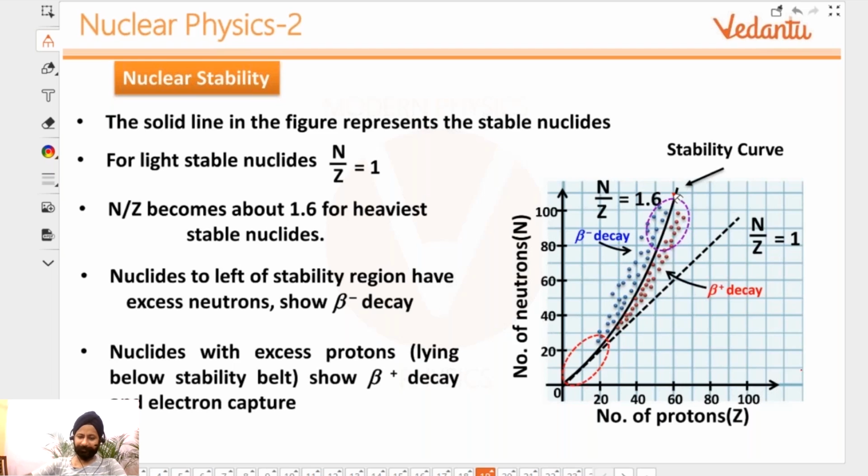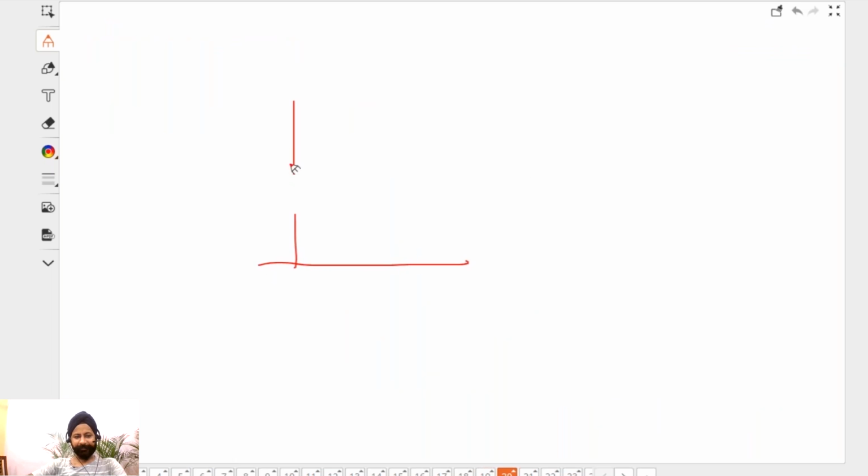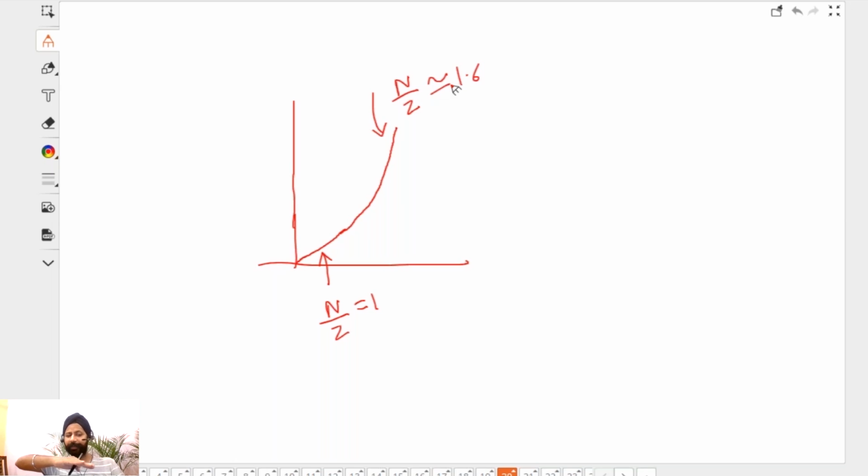Right. For over here. So I'm going to draw myself. So let's say this is a graph. So when you start drawing that, you will actually see a line with a slope of 1. But overall, later on, it is going to slope like this. So what happens in this zone, the stability requires that n by z, which is the number of neutrons by the number of protons, is equal to 1. But when you come to the heavier side, stability demands that n by z is close to 1.6. And that is why you don't have a straight line, you have a curved line. So this line shows the stable nucleus.